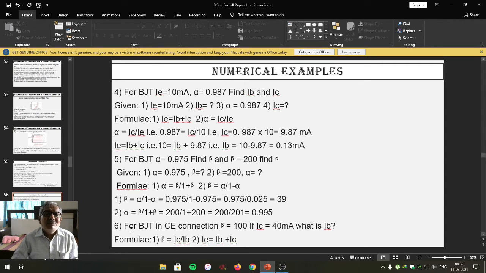Next example for which you have to proceed. For BJT in common emitter connection, beta is equal to 100. If IC is equal to 40 milliampere, what is IB? Beta is given 100, IC is given 40, you have to calculate IB. Again, you have to make use of two formulas. One is beta is equal to IC upon IB, and IE is equal to IB plus IC.